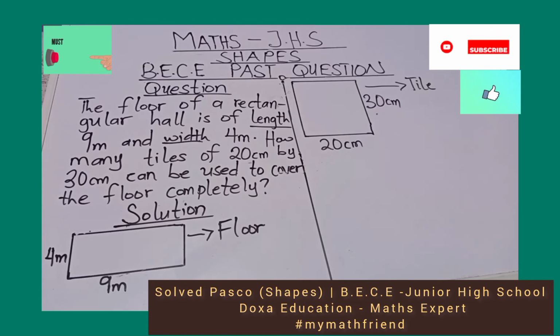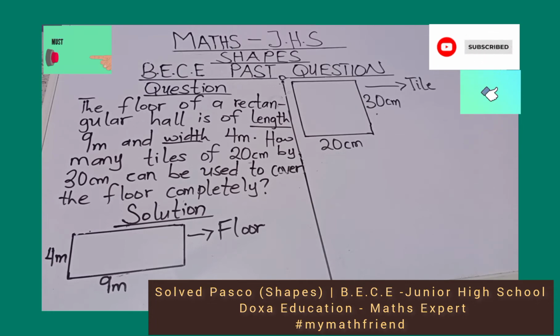Good. The question is, the floor of a rectangular hall is of length 9 meters and width 4 meters. How many tiles of 20 centimeters by 30 centimeters can be used to cover the floor completely? Again, the floor of a rectangular hall is of length 9 meters and width 4 meters. How many tiles of 20 centimeters by 30 centimeters can be used to cover the floor completely?